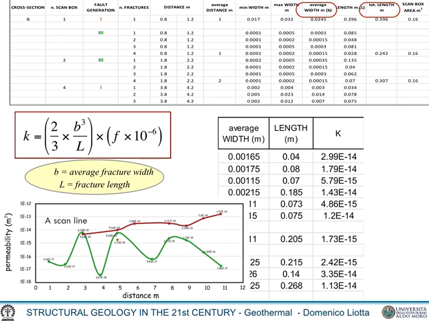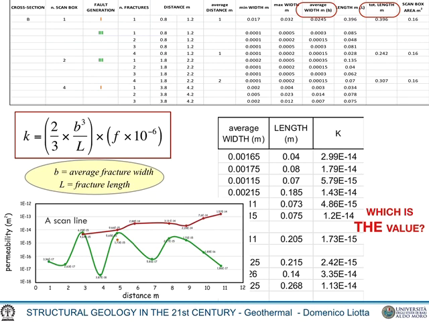This is an example. This is scan box one. Within the scan box one, we have one data related to the first generation and several data related to the third generations of fractures we recognize. Then applying this methodology, we can have permeability for each fracture we measure within each scan line. So we have a really huge amount of data.